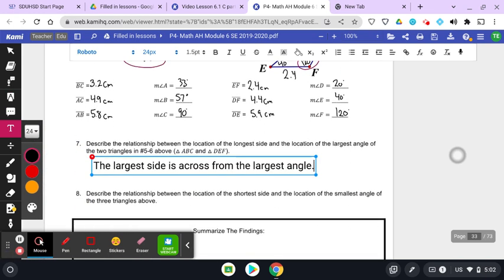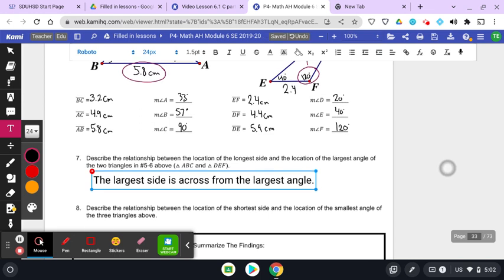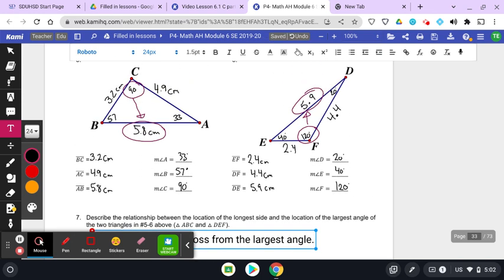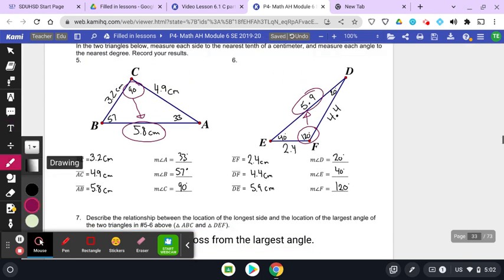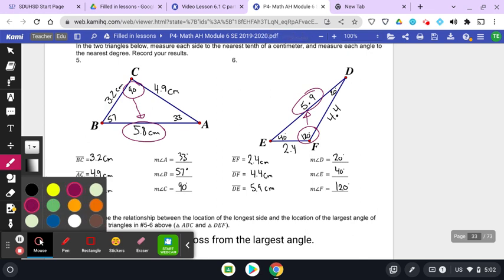Okay, and then it says describe the location of the shortest side compared to the smallest angle. All right, so same type of thing. I'll pick a different color to work with here. My smallest angle is 33. My smallest side is 3.2. Over here, my smallest angle is 20. My smallest side is 2.4. Once again, the smallest angle is across from the smallest side. Therefore, the medium angle will be across from the medium side.